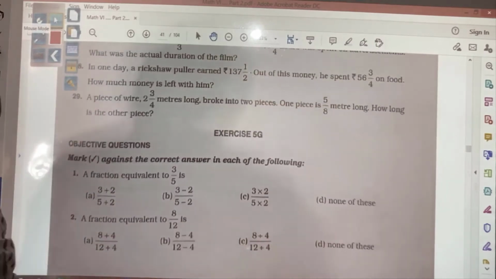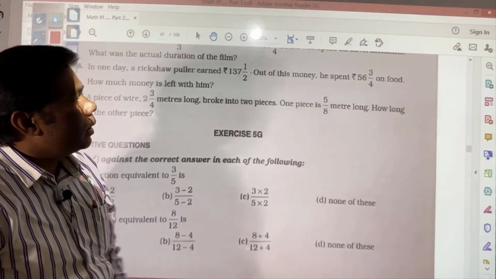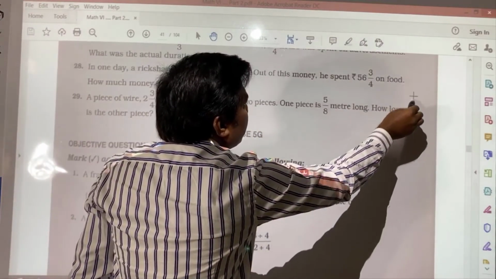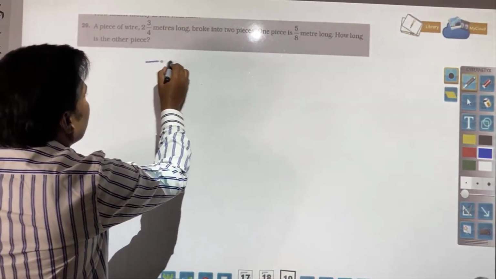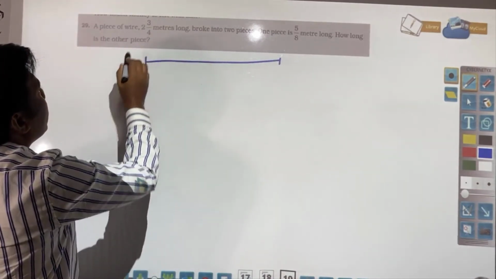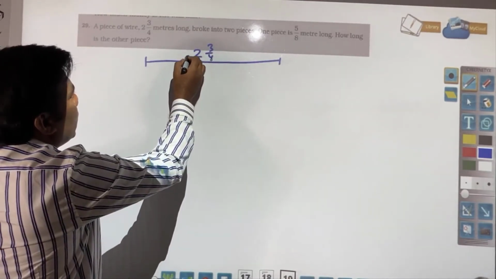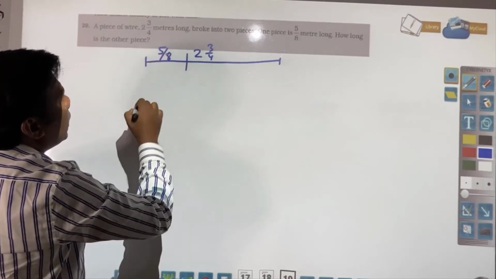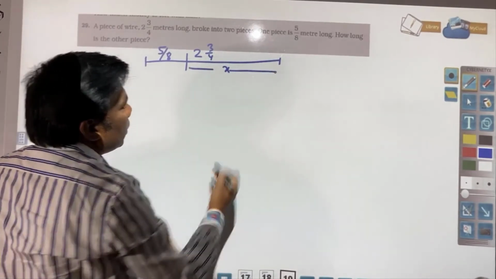Next question you have. A piece of wire 2 whole 3/4 meters long broke into 2 pieces. One piece is 5/8 meter long. How long is the other piece? This is also so easy, but I am taking this question. Suppose this is your piece of wire, 2 whole 3/4 meter long, broken into 2 pieces. Suppose this piece is 5/8. The other piece you need to find out. So what is required to be found out, just assume x. So how will you solve this?